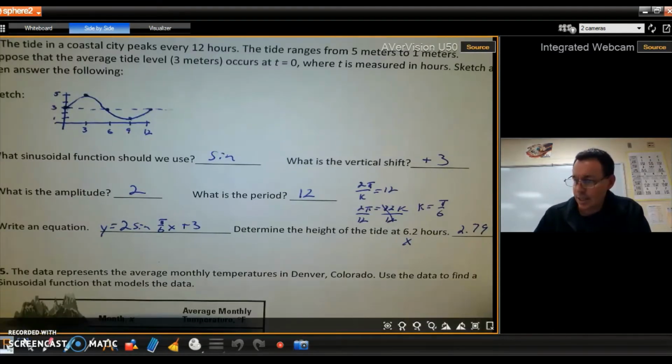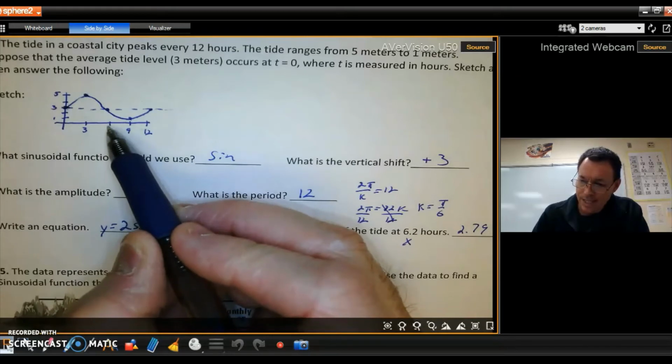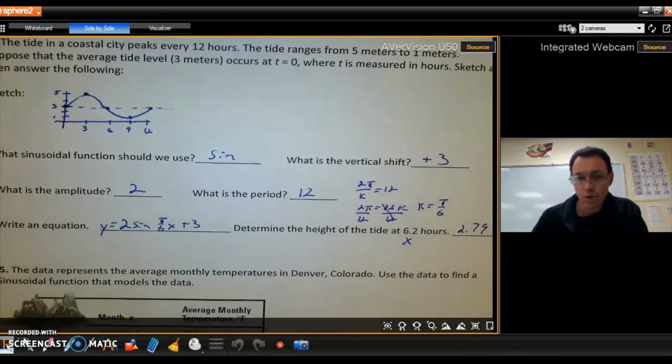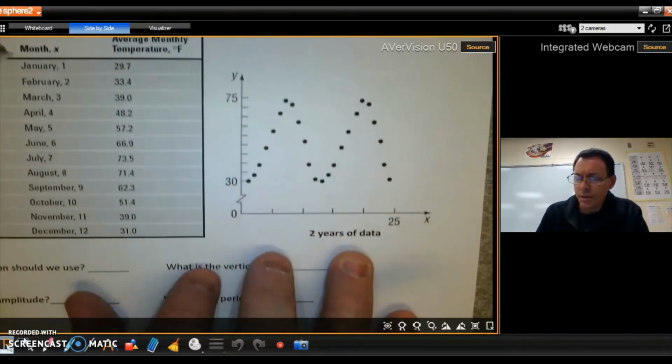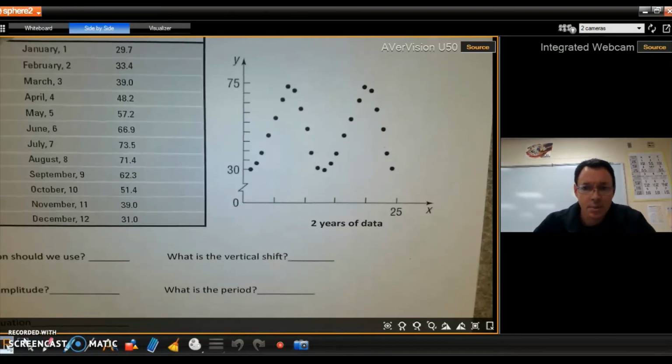Alright, so I did it, and I got 2.79, okay, which makes sense, and it looks right with our graph. If you look at the graph, at 6 hours, we're at 3 feet or 3 meters, and so a little bit past that, it should be a little bit lower. The graph's going down there, so 2.79. Okay? So once you have a graph, you can use that function to make predictions about what's going to happen in the future.